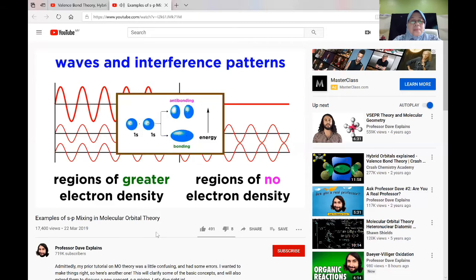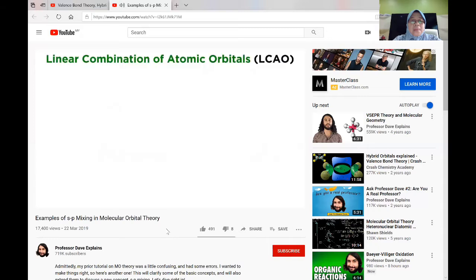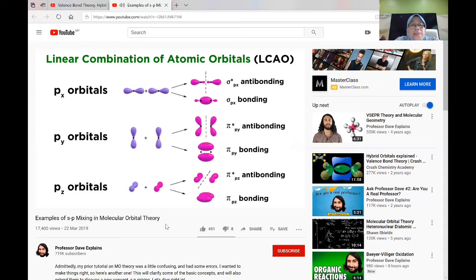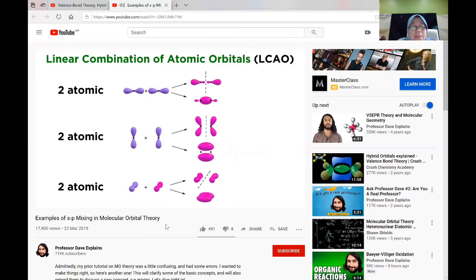anti-bonding orbitals. We can do the same thing with p orbitals, utilizing direct overlap, which will yield sigma px and sigma px star molecular orbitals, or lateral overlap, yielding pi and pi star molecular orbitals from the overlap of py and pz atomic orbitals. Orbital number is always conserved, which is why the linear combination of two atomic orbitals will always result in two molecular orbitals, one bonding and the other anti-bonding.